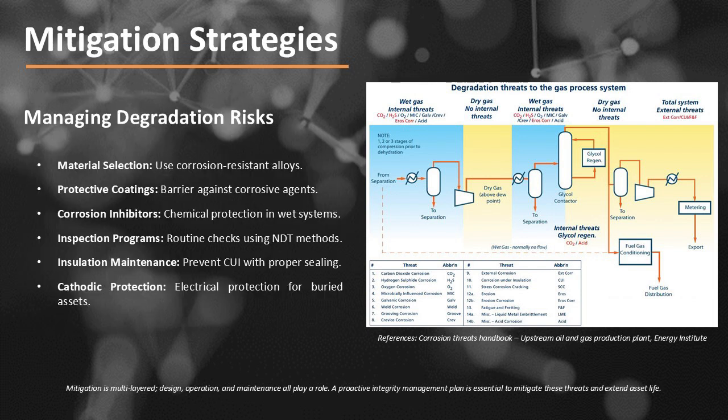Mitigation strategies to managing degradation risks. Number 1, material selection, use corrosion-resistant alloys. Number 2, protective coatings, barrier against corrosive agents. Number 3, corrosion inhibitors, chemical protection in wet systems. Number 4, inspection programs, routine checks using NDT methods. Number 5, insulation maintenance, prevent CUI with proper sealing. And number 6, cathodic protection, electrical protection for buried assets.